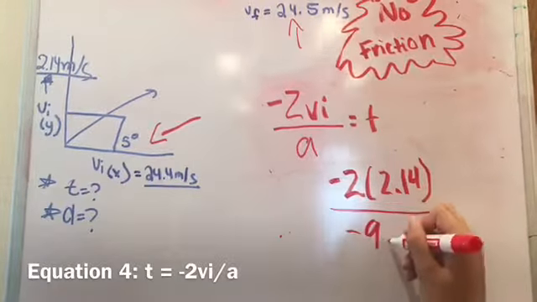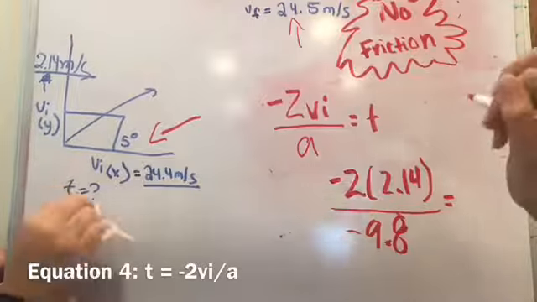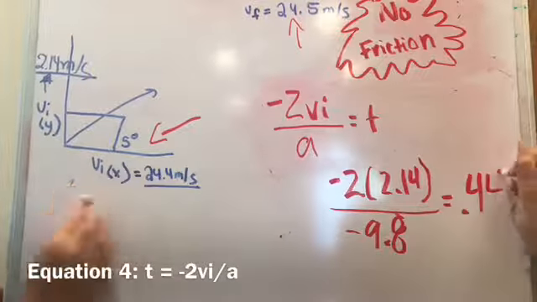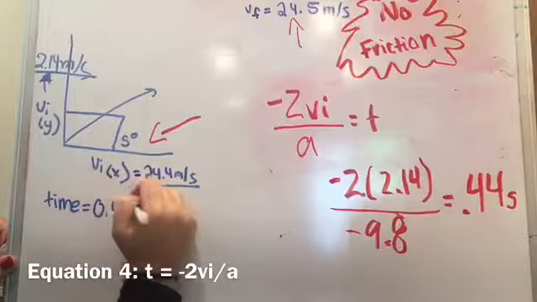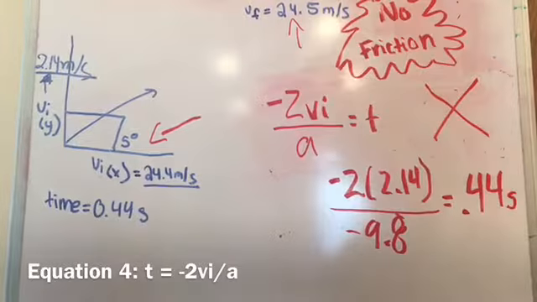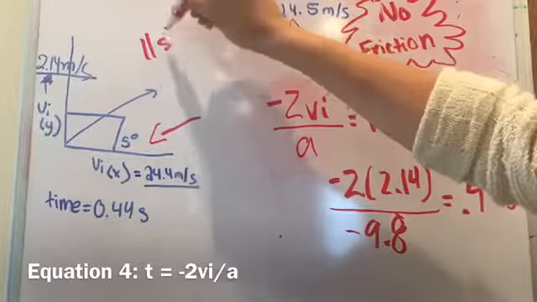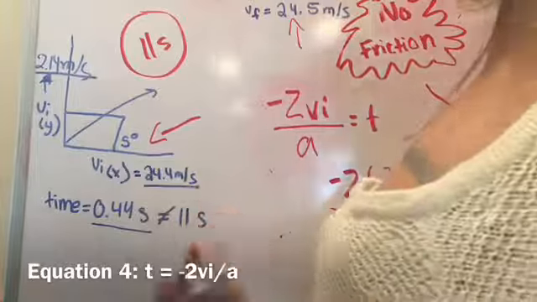So to compute our numbers, -2 times 2.14, our velocity initial y, over negative 9.8 acceleration. It is important to keep acceleration negative when doing this type of problem. And we got 0.44 seconds, a very short time. And then we soon realized that this physics does not match up with the movie clip, because in the movie clip, it takes Rapusha about 11 seconds to fly from the slide to the ground.